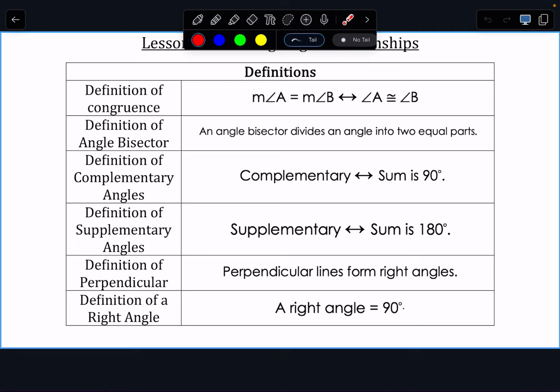Okay? So if in your given, they say angle ABC is a right angle, then your next step can be the measure of angle ABC is 90 degrees because the definition of a right angle.